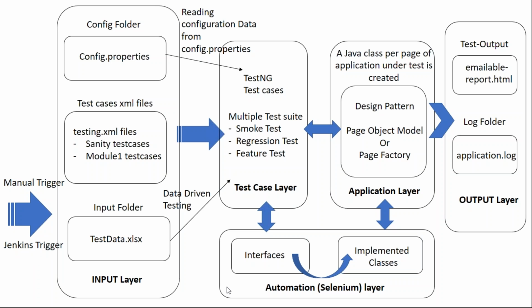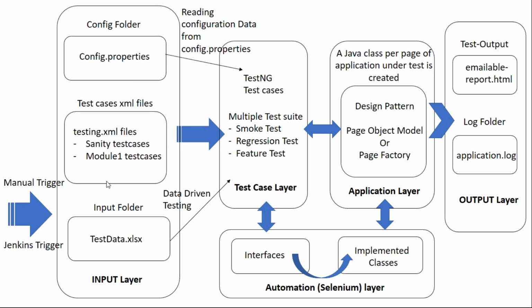Okay, so if I talk about the input part, then first of all I'll have a config folder which will have config.properties. All the configuration related things I'll put in this config.properties. I'll show you how it looks. Rupesh will talk about this manual trigger and Jenkins trigger. Just give me some time.